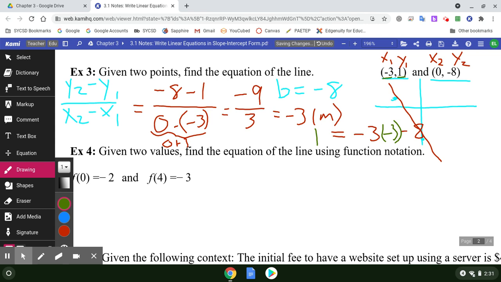And when I simplify, -3 times -3 minus 8 does tell me that 1 equals 1. Therefore, I have the correct equation.